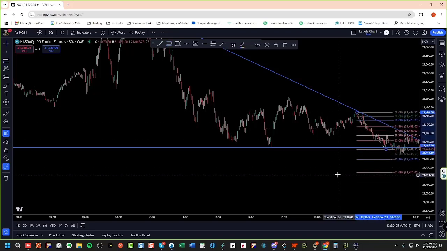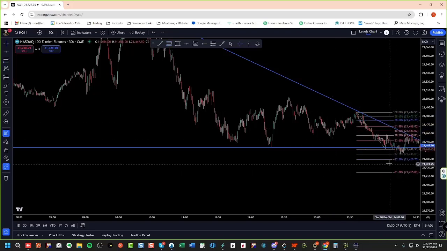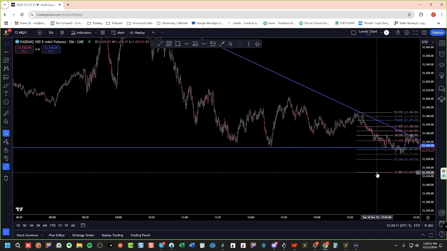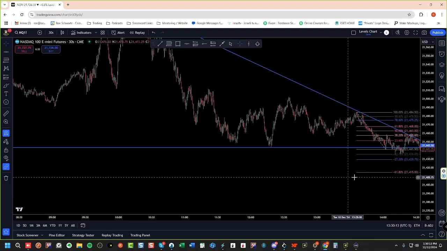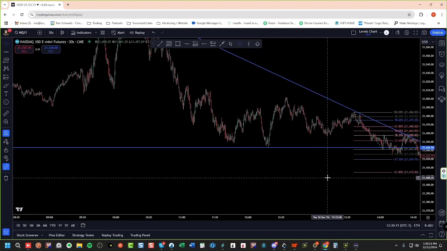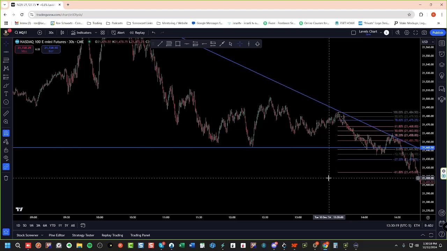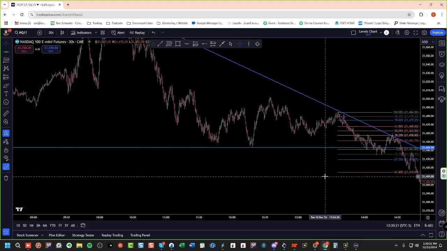Okay, let's do this another way. My target would be either here, short term, or here, or the long target would be here. If we're going lower, short. Okay. Look at that. And this happens over and over and over again.